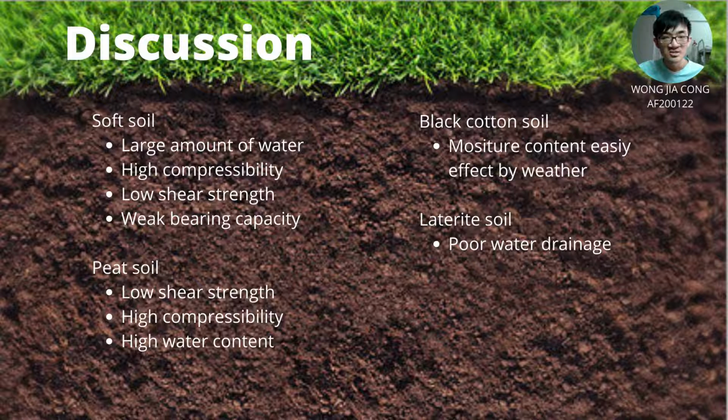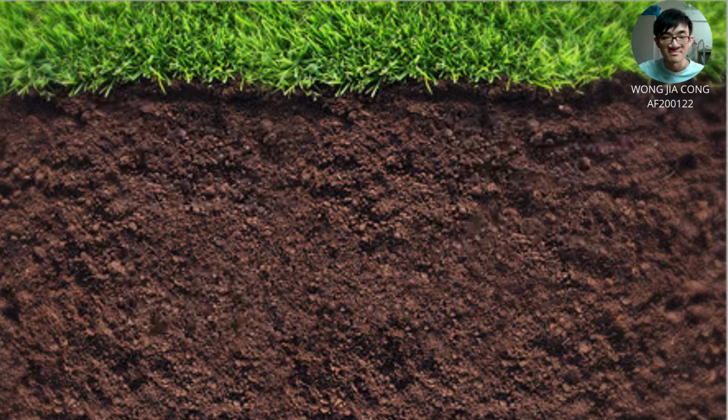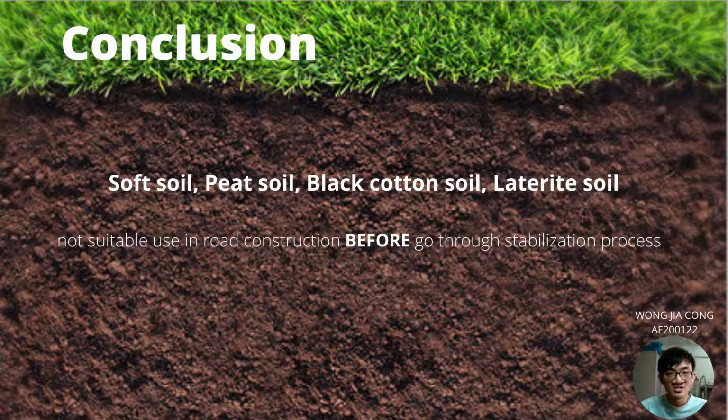Soft soil, peat soil, black cotton soil, and lateritic soil have different properties respectively, so they will show different results when used in road construction. The figure below shows their weak properties. After doing research, we noticed that these four kinds of soil are not really suitable for use in road construction without a stabilizer process.